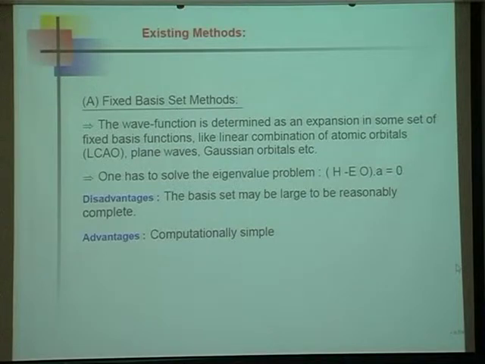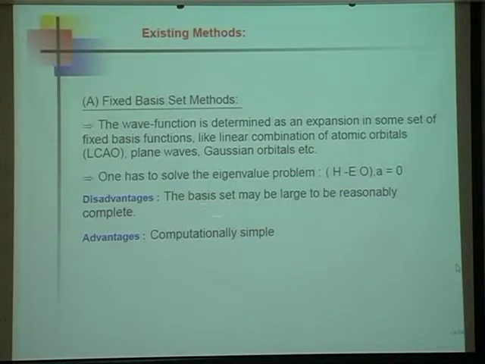Few of the things you already know from your textbook examples, like linear combination of atomic orbitals, plane waves, Gaussian orbitals, all of them are fixed basis set methods. That means if I set a basis set right at the beginning of my self-consistent cycle, it remains the same as I am evolving in the self-consistent cycle. One has to solve an eigenvalue problem like this. Advantage, first I should talk about the advantage. They are computationally very simple.